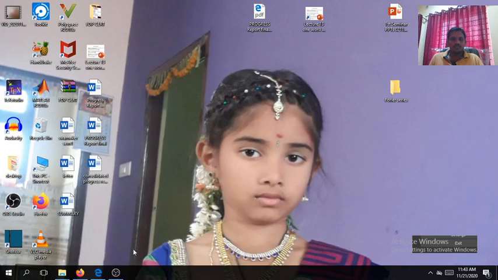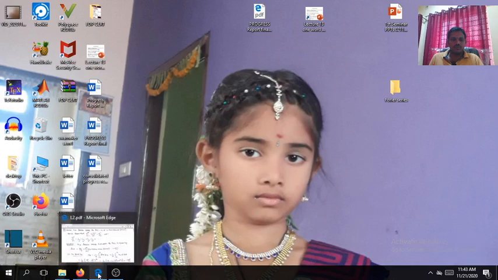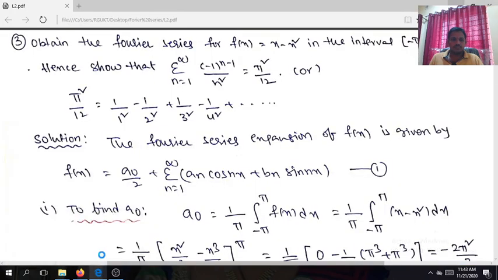Now, continuation of the last class. Continuation of the last class means finding the Fourier series of the functions. Today we are continuing the same: finding the Fourier coefficients, or expanding the given function in the given interval as a Fourier series. Now, coming to the problem on Fourier series.